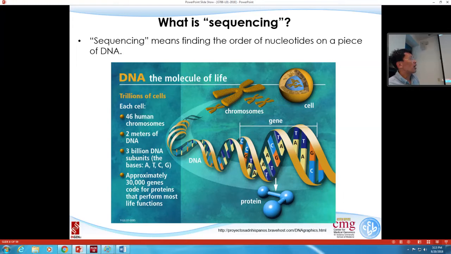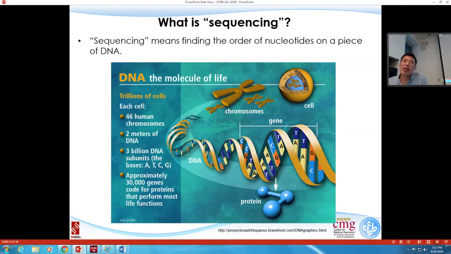But if you really go into the detail of that, you will see this double helix and then there's a lot of ACGTs. So each cell of our body has 46 human chromosomes. If you put that into the linear scale, it's 2 meters long. And we have 3 billion letters, ACGTs, in our body.